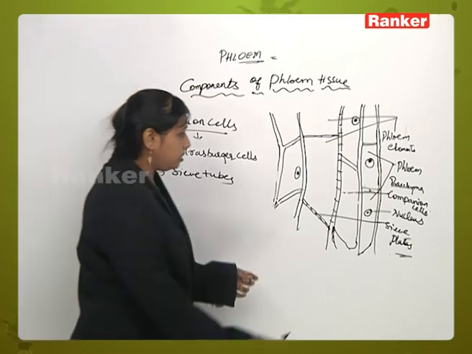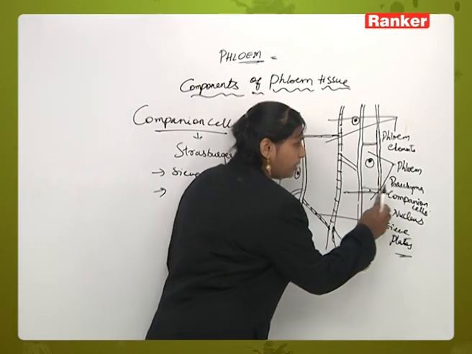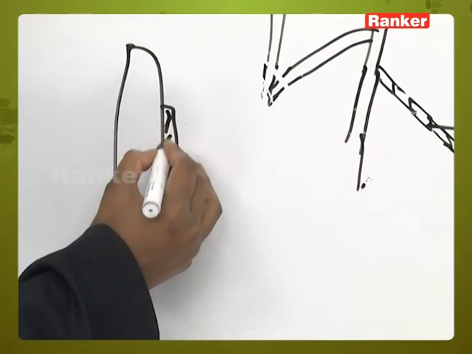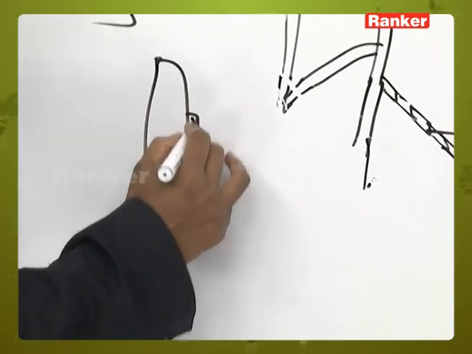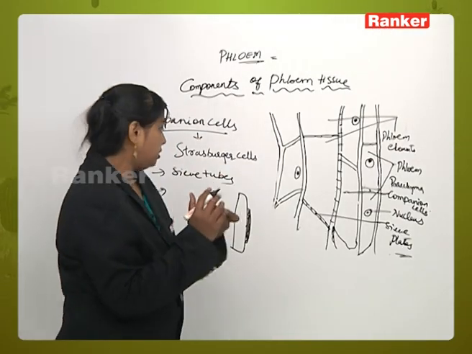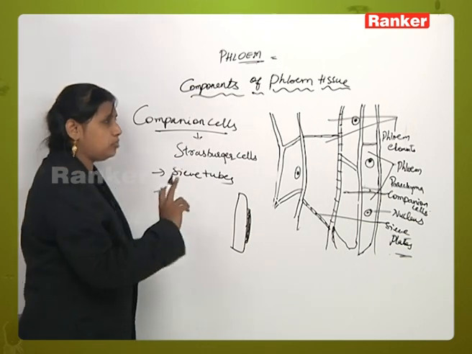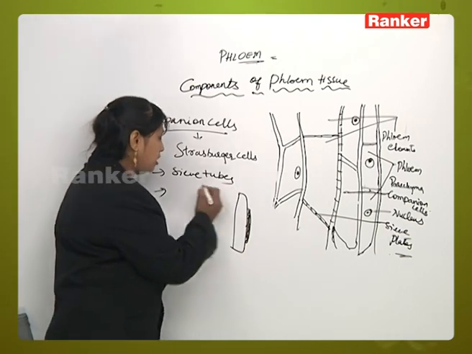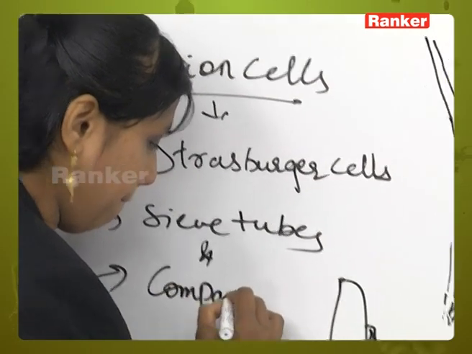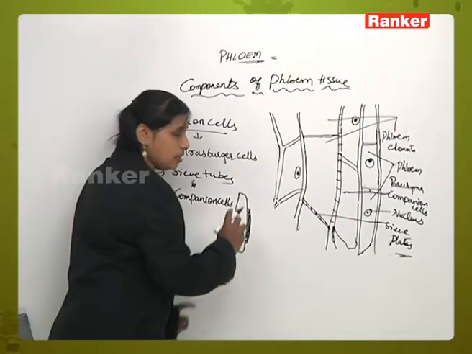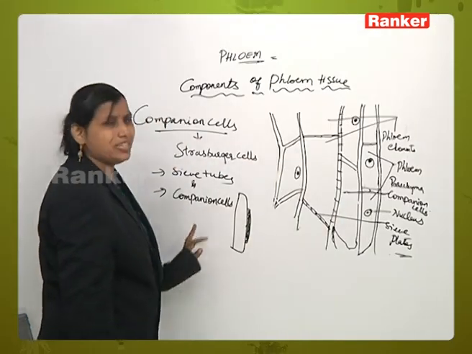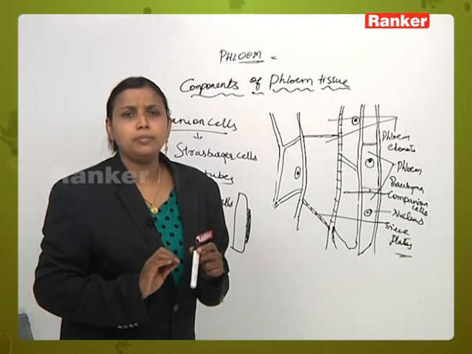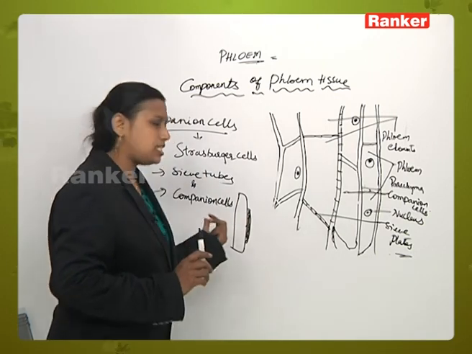Here we have drawn the diagram of companion cells. For example, it may also be like this. If it is a sieve element, then the companion cells will be like this, attached to the sieve elements. Okay. These are formed along with the sieve tube elements. The sieve tube elements and the companion cells both have an origin from the same mother cell. So what does it mean? The origin of the sieve tube elements and the companion cells occurs from the same mother cell.